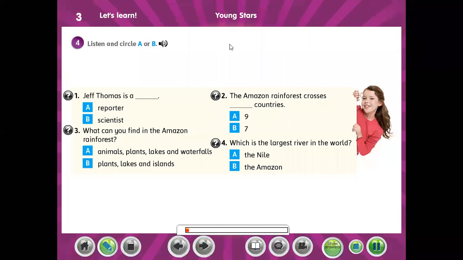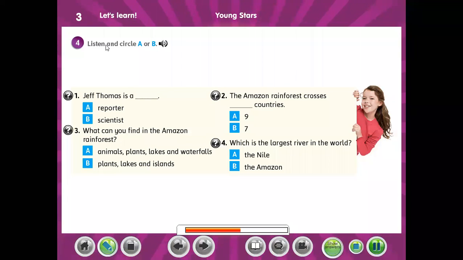circle A or B. Good evening to all our listeners. Today, we have the scientist Jeff Thomas with us. He was in Brazil last month. Welcome, Jeff. Thank you, Eric. It's good to be here. What can you tell us about the Amazon rainforest, Jeff? Well, the Amazon rainforest is on the continent of South America. It crosses 9 countries, but most of it is in Brazil. Wow, that's big. Yes, it is the biggest jungle in the world.